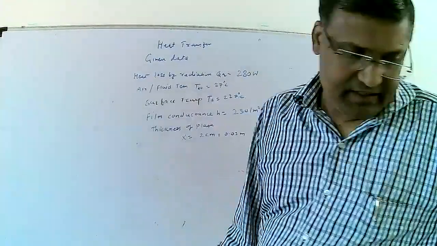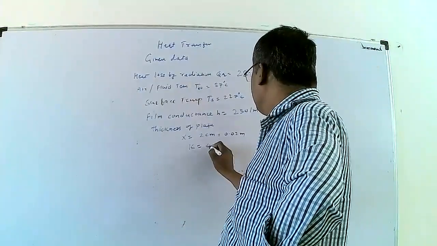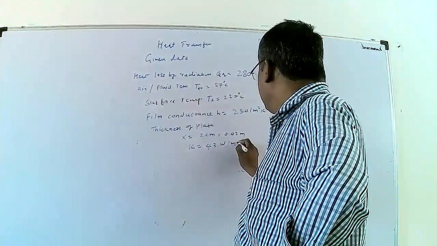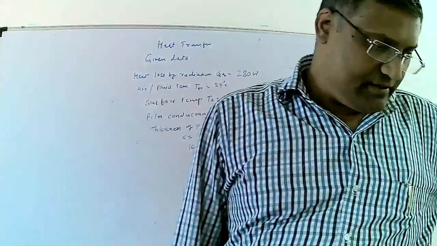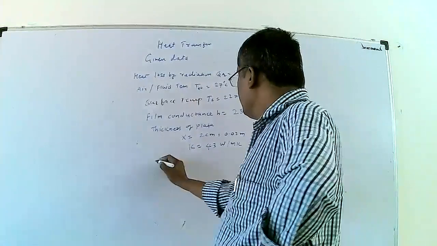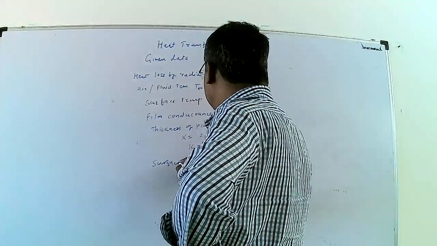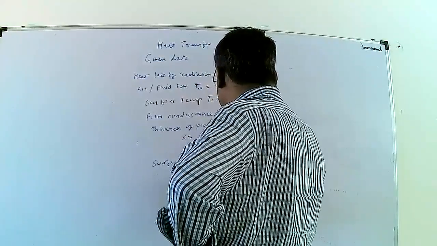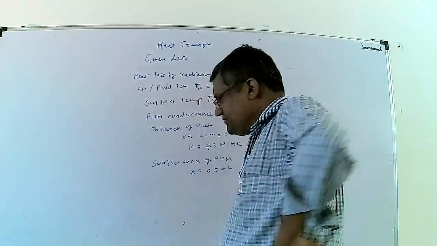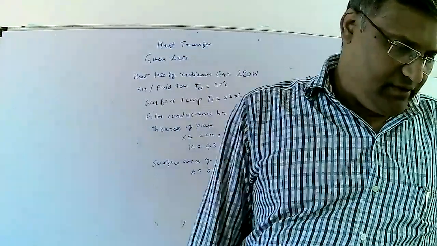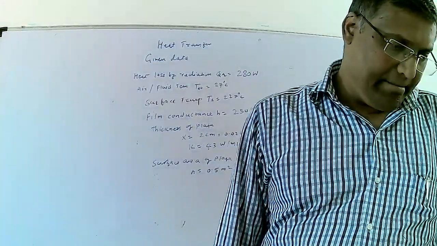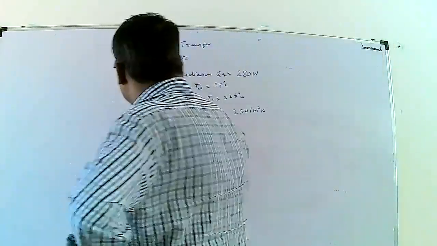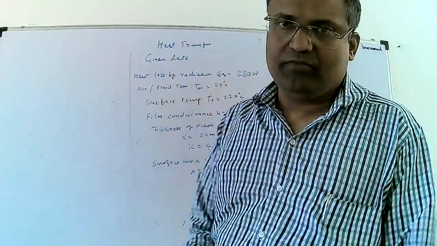Next, K is given 43 W per meter Kelvin. Next, surface area of plate A is equal to 0.5 meter square. Then first calculate heat transfer. That information is provided in the problem.